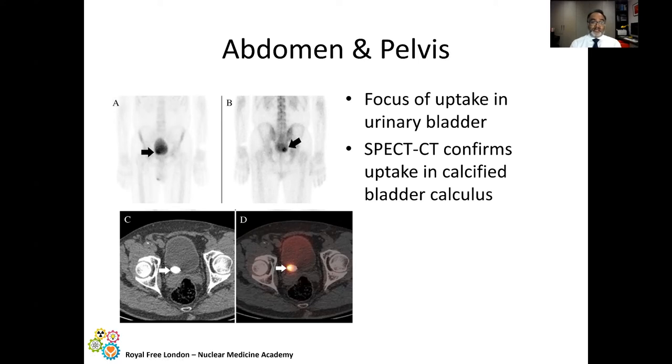Now, we don't know whether this is due to the tracer adhering to the surface of the bladder stone, or some component of the stone itself, but we do sometimes see focal abnormal uptake with bladder calculi. So the take-home message is if you see this sort of focal uptake, particularly in the region of the pelvis around the bladder, it's very difficult to differentiate. A lateral view in this situation is probably not going to help. You're better off doing a SPECT CT.